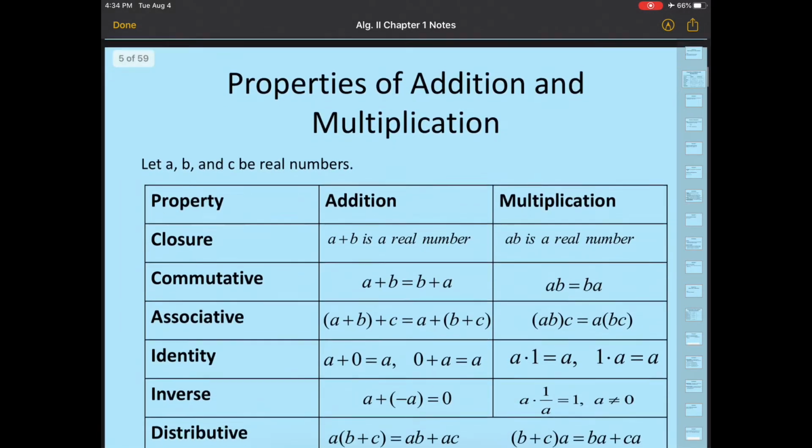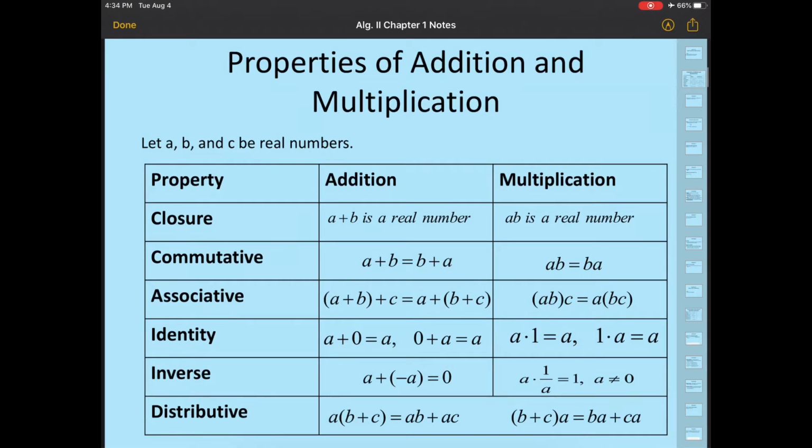All right. So next up, we have all of our properties for our real numbers. Okay, so A, B, and C here are just normal numbers that you would see normally. Okay, so our first property up here is what we call closure. Closure is just if we have two numbers, like A and B here under the addition column, if you add them together, it's just going to be another number. Or if you multiply them together, it's going to be another real number.